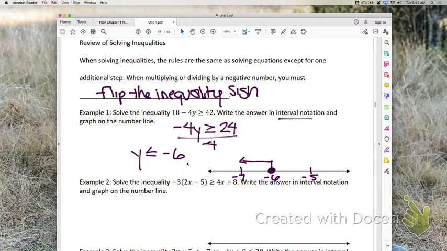This interval notation thing, we will talk about it more in Unit 2 with function notation. This is the one with the parentheses and brackets. This could be represented a second way by saying since y has to be less than or equal to -6, y can be numbers from negative infinity on up to -6.